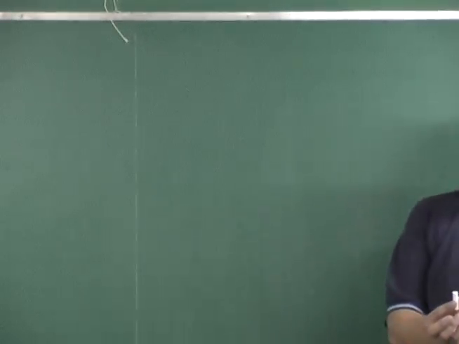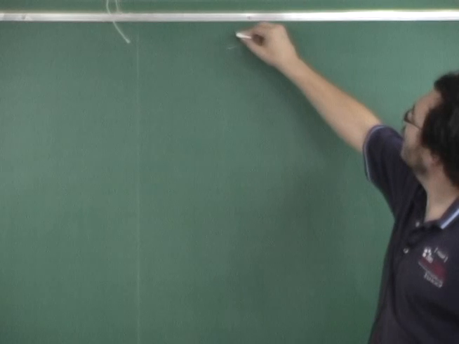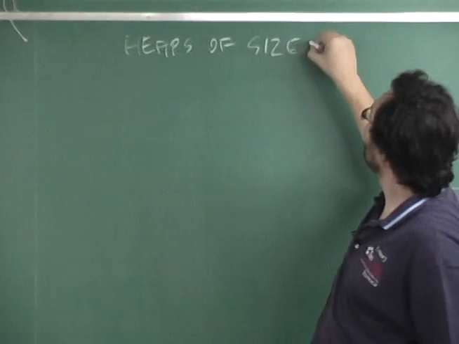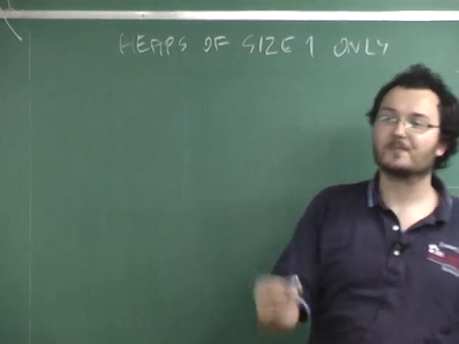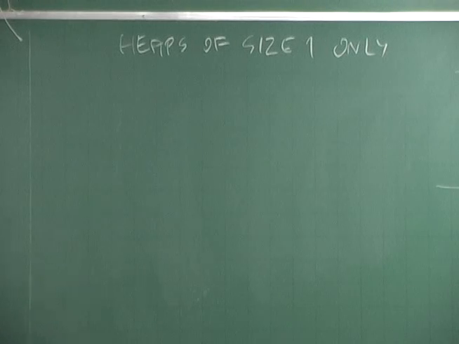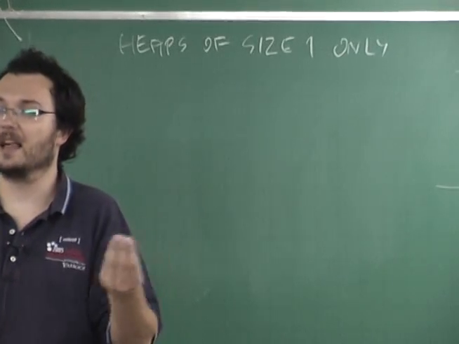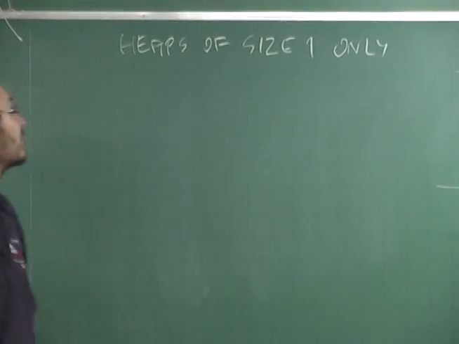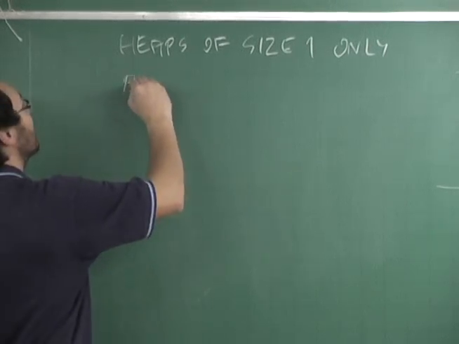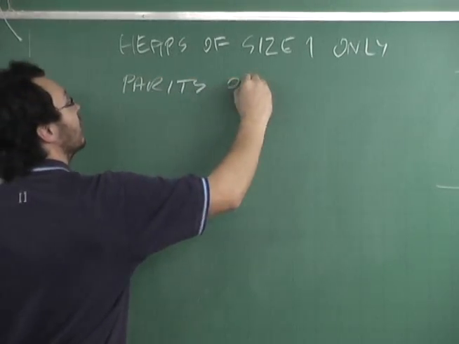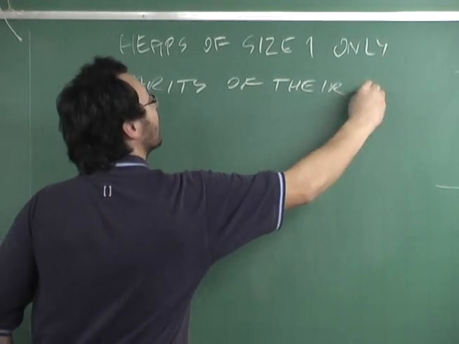So first of all, the difference is where there are heaps of size 1 only. This is quite a boring subproblem, because if you have heaps of size 1, then there is basically no choice left. Each move has to look like this: I pick a heap, and I take the only candy left. So the only thing that matters in this case is the parity of the number of heaps.